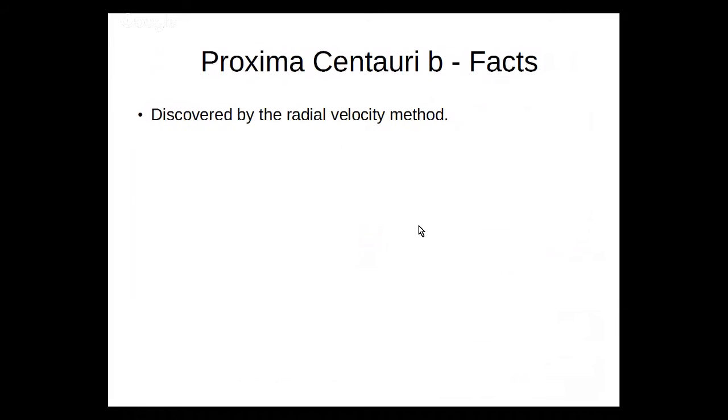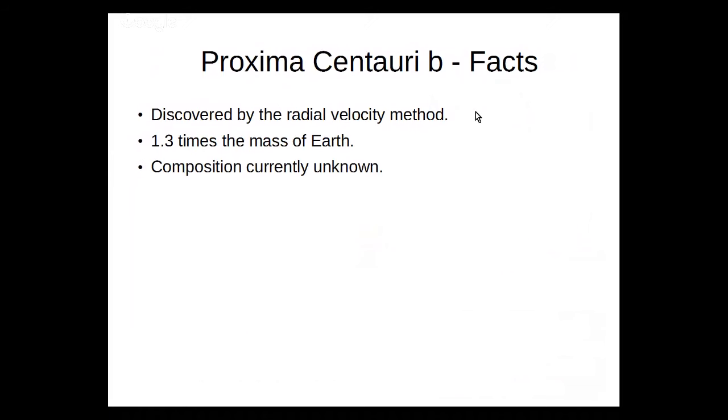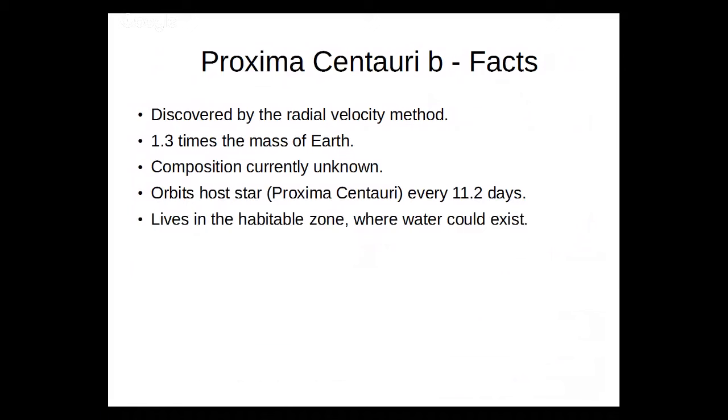It was discovered by the radial velocity method, which is that star wobble. Not the transit method, but the star wobble method. The size of it is 1.3 times the mass of the Earth, so pretty dang close to the size of the Earth. We currently do not know what its composition is. We know that it orbits its host star, Proxima Centauri, every 11.2 days, approximately, which is a very fast orbit. It does live in the habitable zone where water could exist, and that's because the star is a lot smaller. So that's why its orbit is very close too.